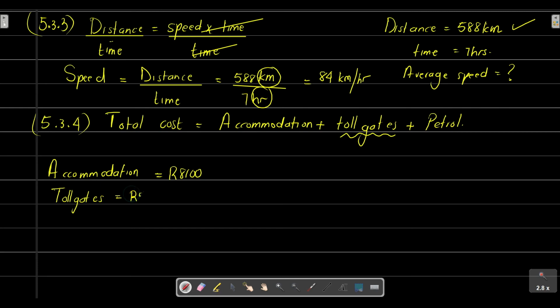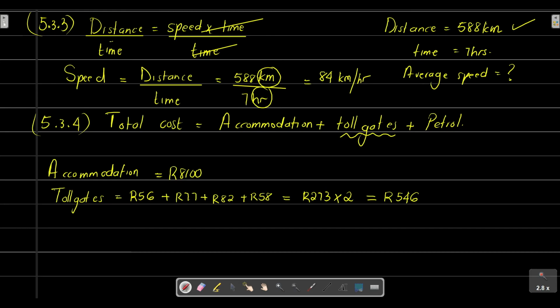So it's going to be 56 rand plus 77 rand plus 82 rand plus 58 rand. That is the total for the toll gates for a single trip, just going once from Johannesburg to Nkomazana. How much do you get? You get 273. Remember, you're going and you're coming back. So from Nkomazana coming back to Johannesburg, it's the same toll gates. So you need to multiply that by 2. If you multiply by 2, you will get the total cost for the toll gates is 546.